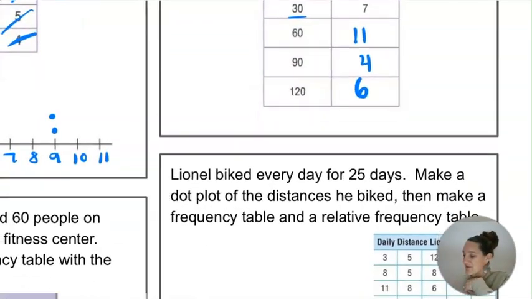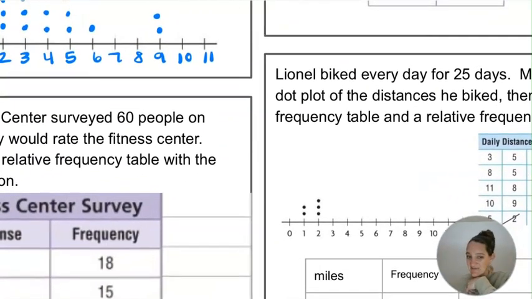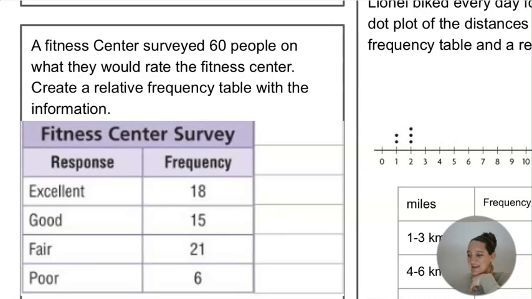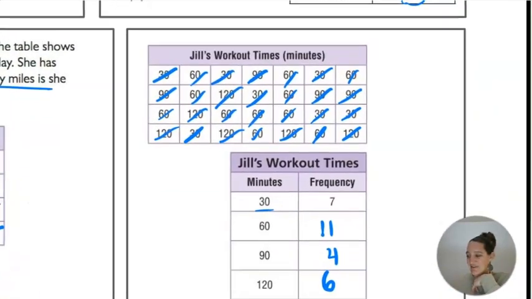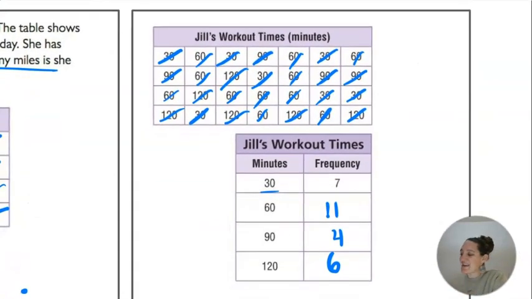Now, if I want to make a relative frequency table, I take it a step further. What I do for that is now do the percentage. Let me show you how to do the percentages. There were 1, 2, 3, 4, 5, 6, 7, 1, 2, 3, 4. There were 28 total days. So as a fraction, that was 7 out of the 28 days.